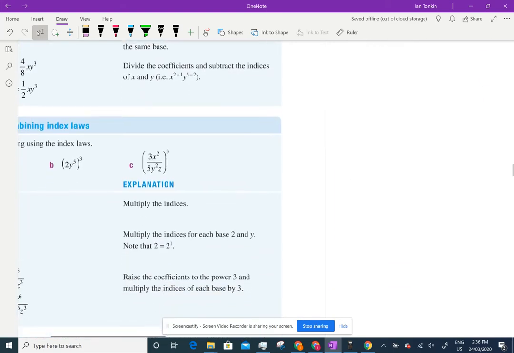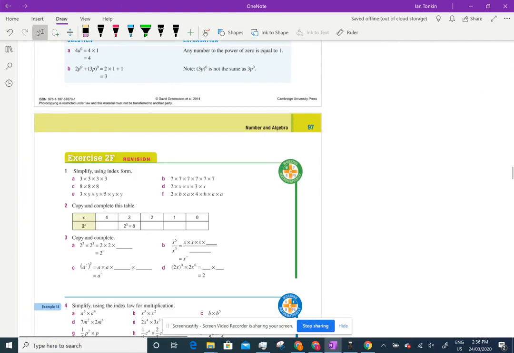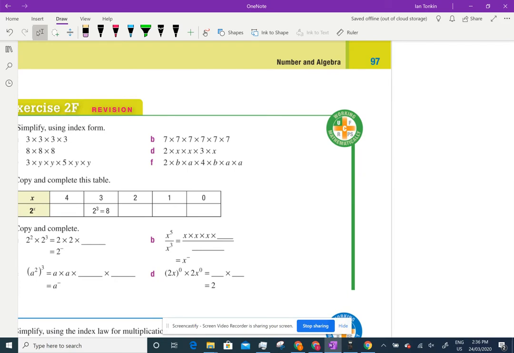All right, so what are we doing? Question 1, last column. So these are pretty easy. These are just revisions of these. So last column, exercise 2F, no worries. What do we got here? 7, 1, 2, 3, 4, 5, 6. Now you go and have a go at these. 7 to the power of 6.